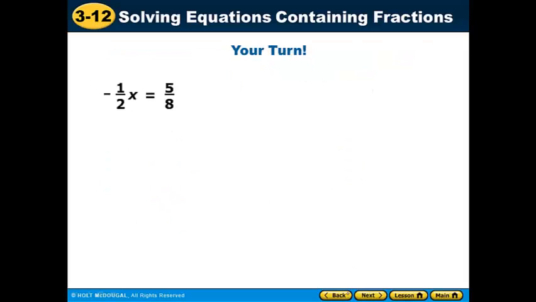Alright, please go ahead and try this and then come back and see how it's done. Alright, welcome back. So here we have negative 1/2 of x equals 5/8. So what we want to do here again is to get rid of that negative 1/2 is to multiply by its reciprocal, which will be -2/1. Don't forget the negative.